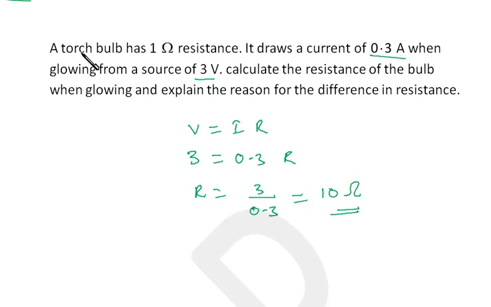Now initially when it's not glowing, the resistance of it is 1 ohm. Now when it is glowing, its resistance is 10 ohm. Why is this happening? The reason is that when the current is flowing, the bulb is getting hot because of the increase in temperature, right? So since the temperature is increasing, its resistance is increasing. So I hope you are clear.